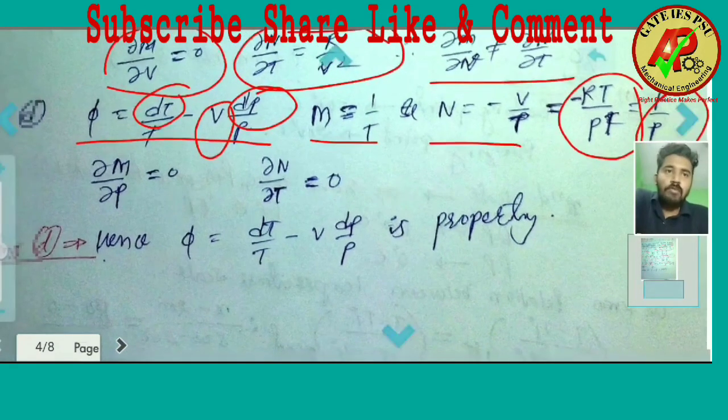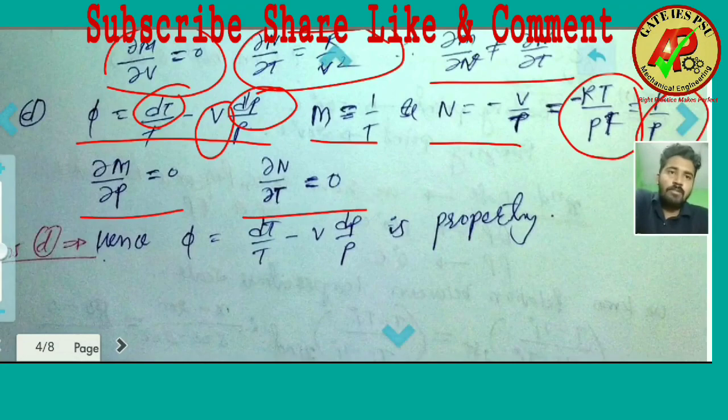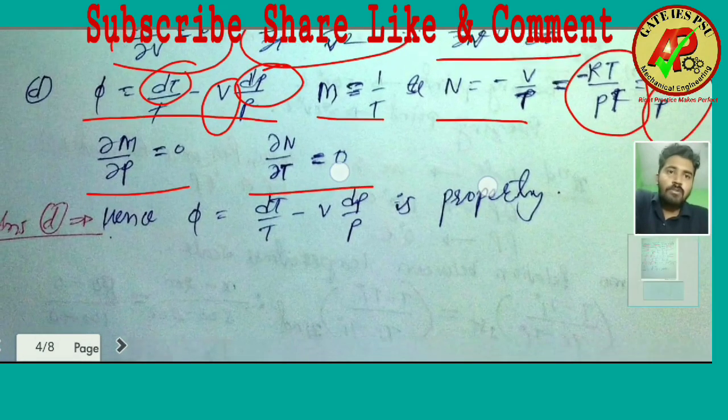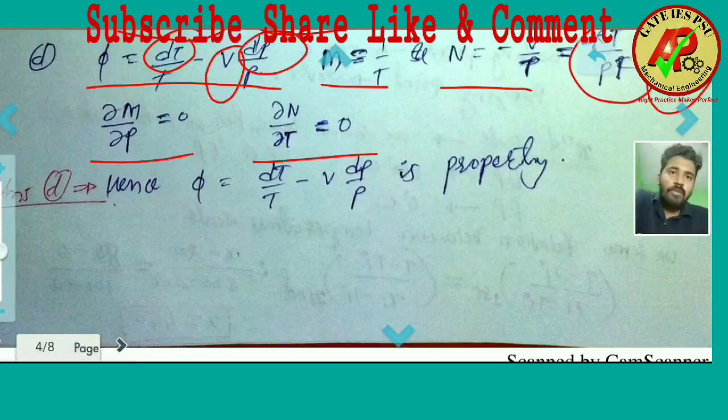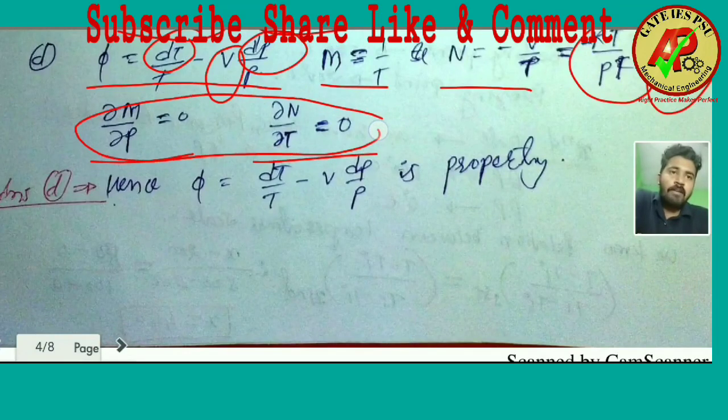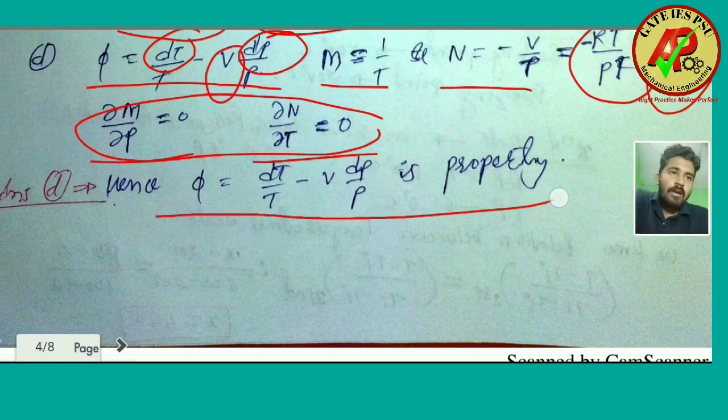After taking the differentiation, del M by del P is equal to 0 and del N by del T is equal to 0. So we can say that both the derivatives are the same, not just zero. That's why it is an exact differential equation. So option D is the property. That is our answer.